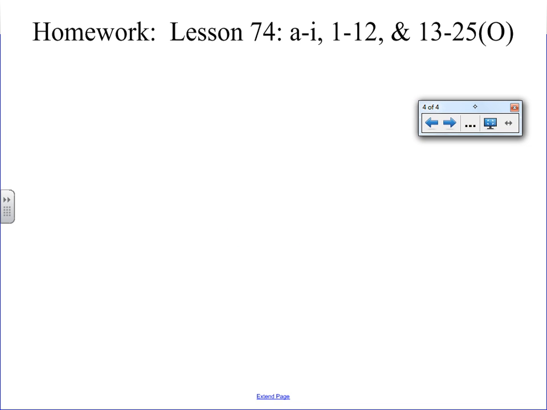So your homework for today is Lesson 74, A through I, 1 through 12, and 13 through 25 odd. Make sure that you are working quietly, individually, that you're not bothering others. If you are successful in that today, you work quietly, then this will remain your assignment. But if you're talking, then it is in the directions to change it to all of the problems instead. So please show me and show your substitute that you appreciate not having to do all of the problems.